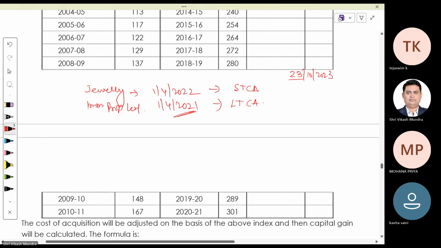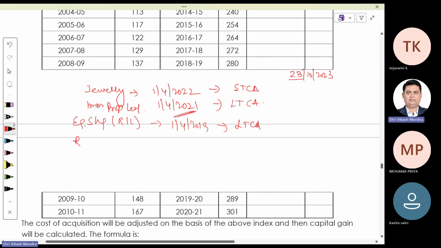Then I sold equity shares of Reliance Industries Limited, which were acquired by me on 1st April 2019. Now, I'm selling those shares of Reliance Industries Limited. Is it long term or short term? This is a long-term capital asset.